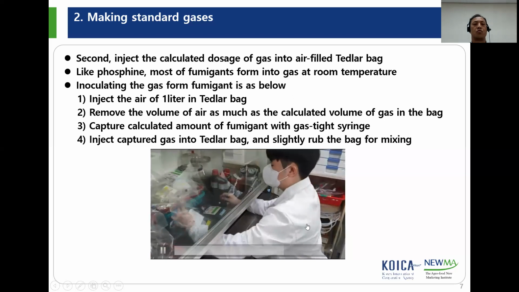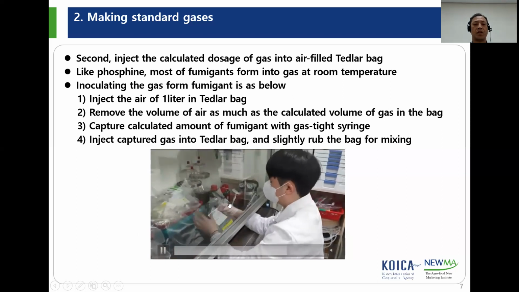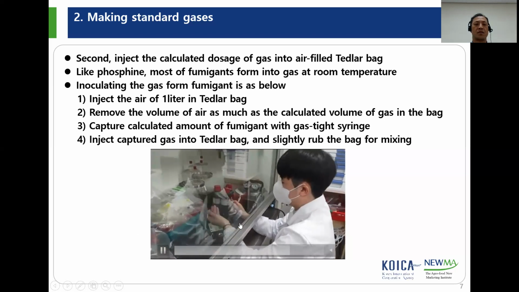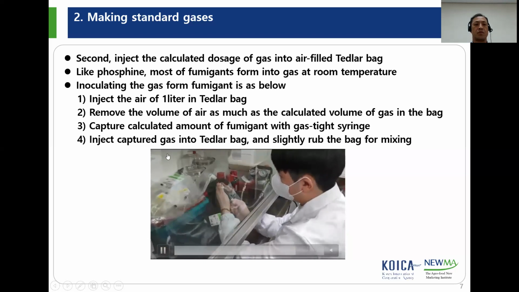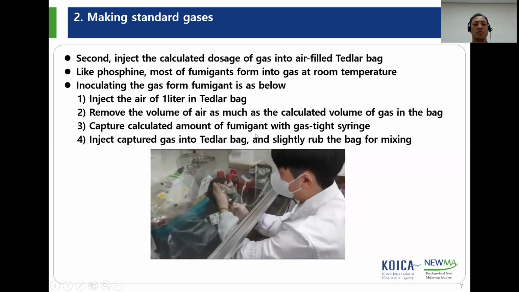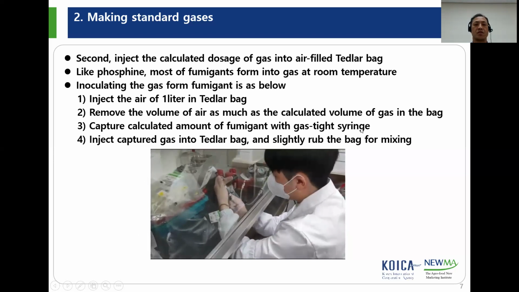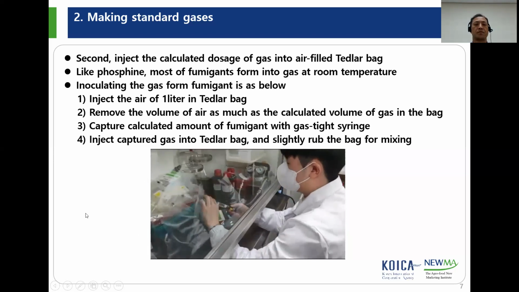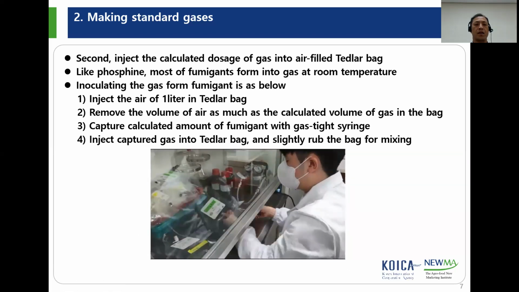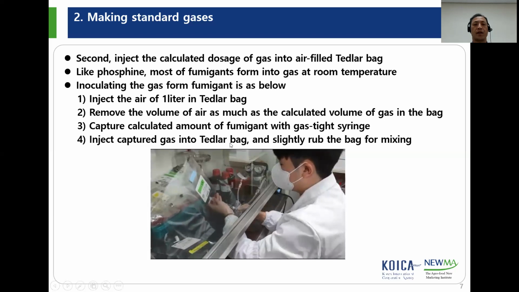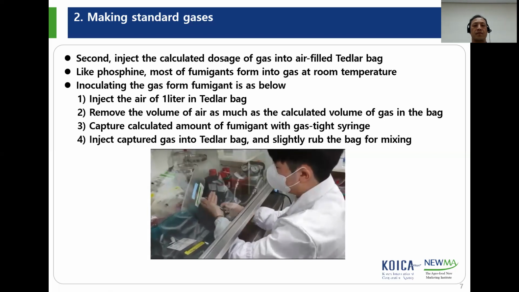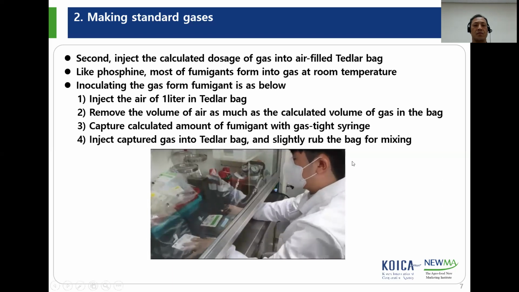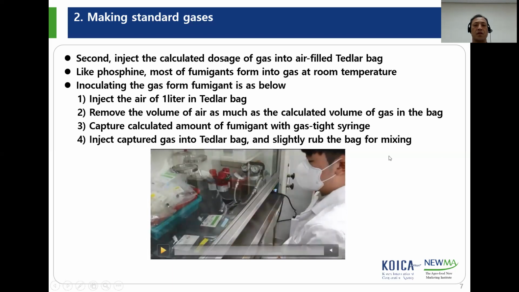And then you should work in a fume hood or well-ventilated site when you measure the amount of fumigants with the gas tight syringe, and then inject the gas into the tedlar bag. Okay. Slightly shake the bag for mixing.